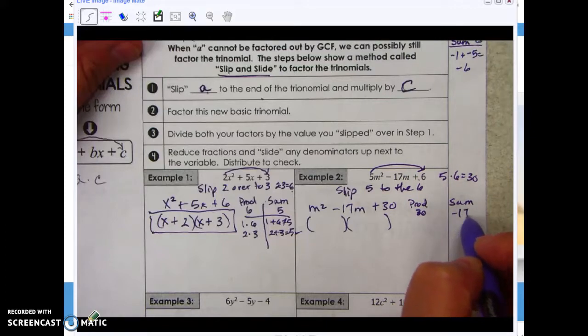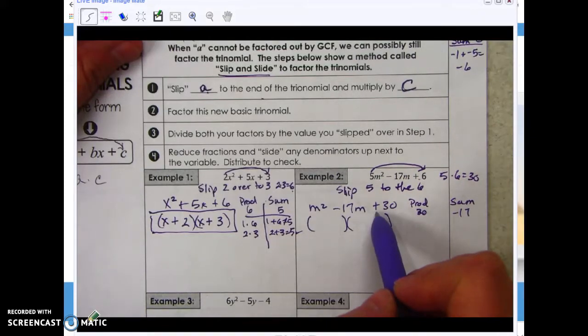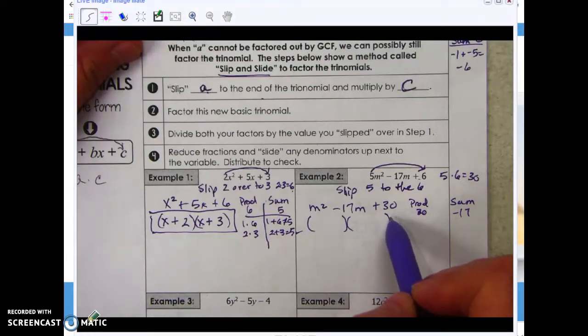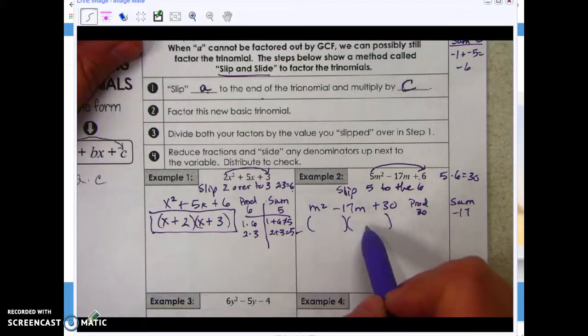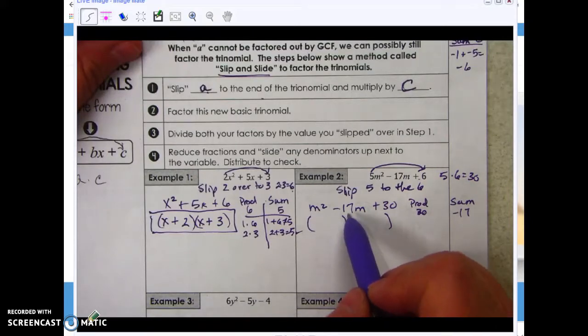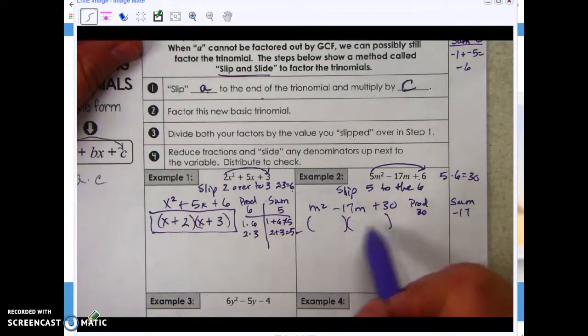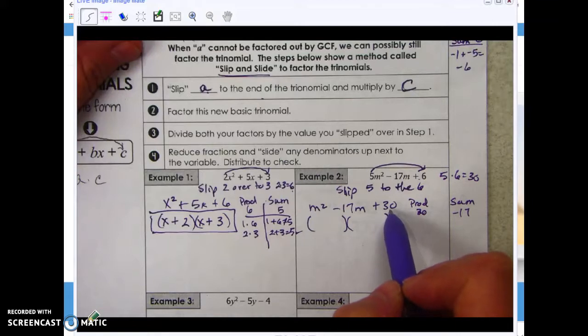negative 17. So if the last number is positive, then that means I multiplied the number here and here and got a positive. Only way to do that is with both of them negative or both of them positive. Since we see this negative 17, that is a clue that says both signs are going to be negative because when we add two negatives together, they remain negative. When we multiply two negatives, we get a positive.